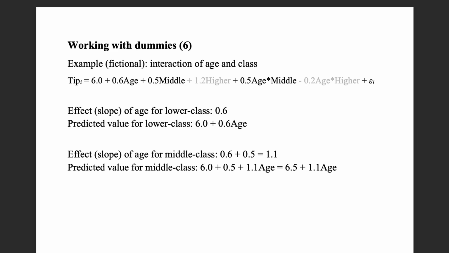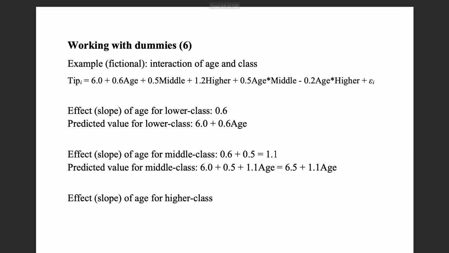But for middle class people, they score a value 1 on the dummy variable middle class, so that's 0.5 times 1, which just works out to 0.5. So the predicted value for middle class people works out to 6.0, the constant, plus what we add to the constant for the middle class people, 0.5, plus 1.1 times h, the effect of h for people in the middle class, which works out to 6.5 plus 1.1 times h.